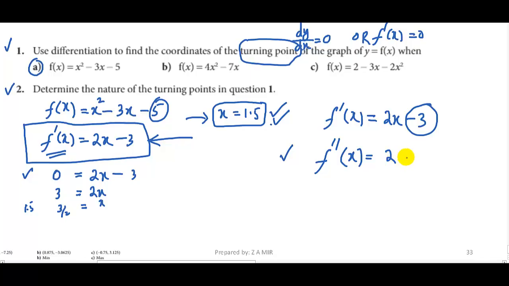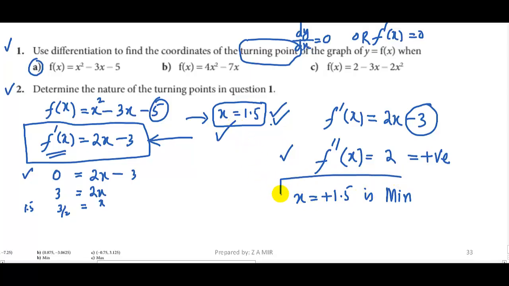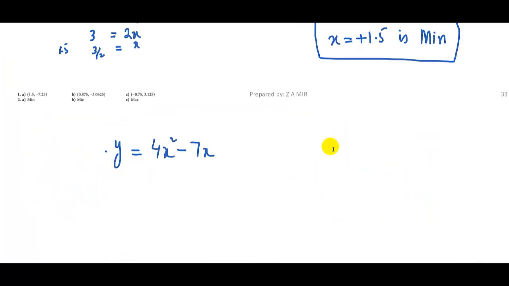Students, remember, if the second derivative is positive, and right now it is positive, it means x equal to 1.5 is a minimum point. When the second derivative is positive, the point is minimum. If the second derivative is negative, the point is maximum. It is reverse. You understand? So this turning point, x equal to 1.5, is the minimum point on the graph. I hope you understand all this.